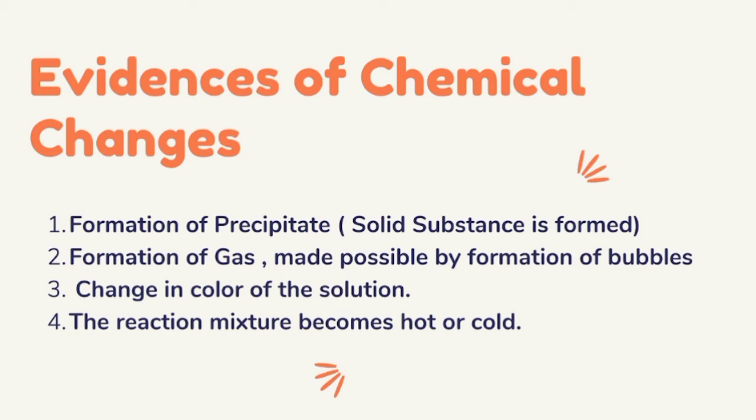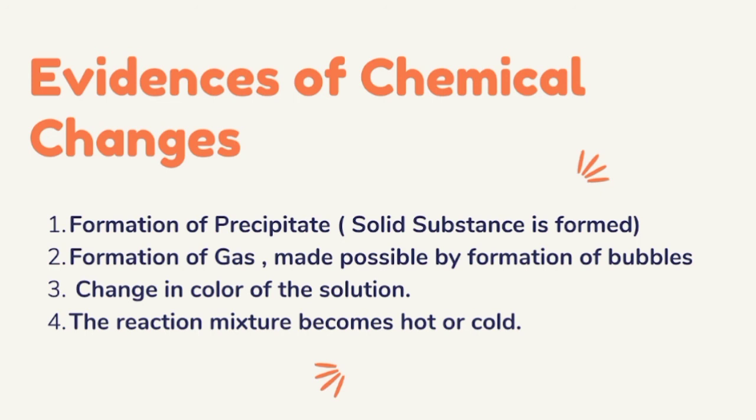Number four, the reaction mixture becomes hot or cold. When two cold substances have been mixed together, and apparently after mixing them both, if you hold the container where the substances are contained, and you feel that those two cold substances become hot or warm, meaning to say there is a chemical reaction that is happening. And of course, when we talk about chemical reaction, there's always a new substance that has been formed.